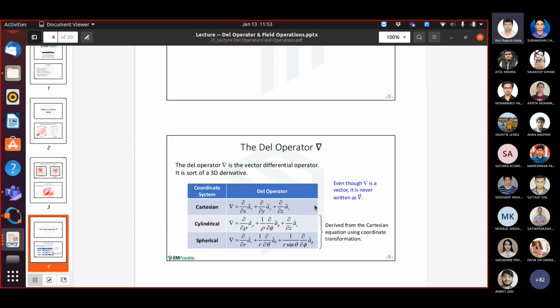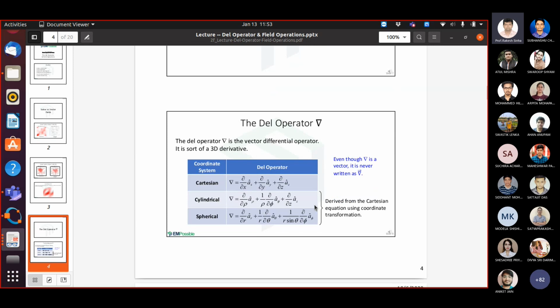Now it comes to the del operator. The del operator, or the differential operator, is a very important tool because the Maxwell equations are written in terms of the curl or divergence of certain vector fields. So that's why it is very important to understand this del operator.